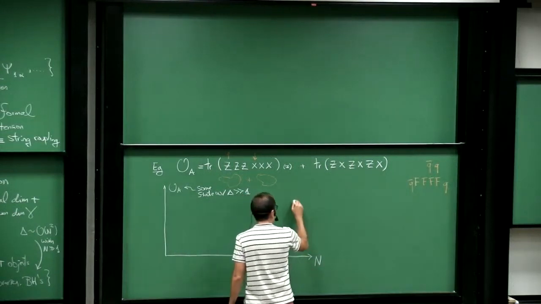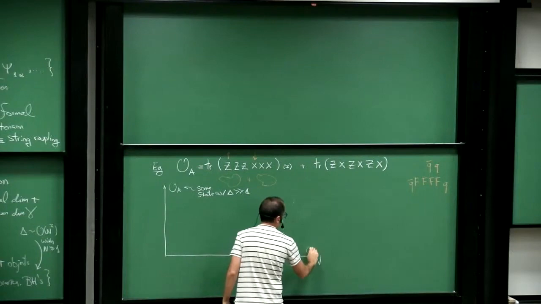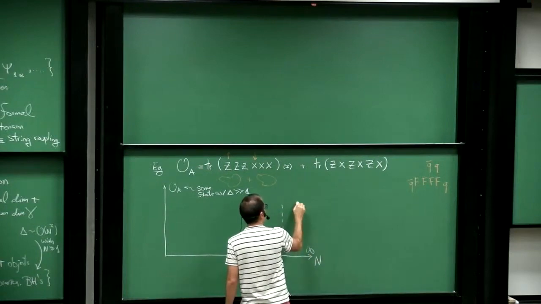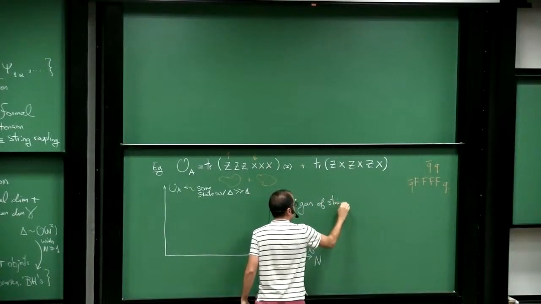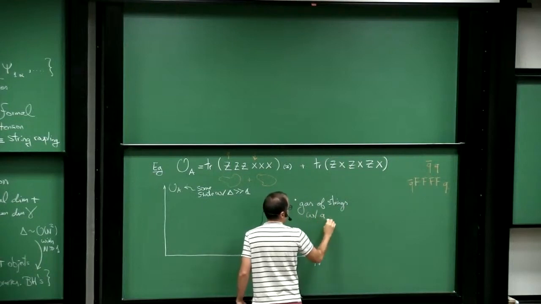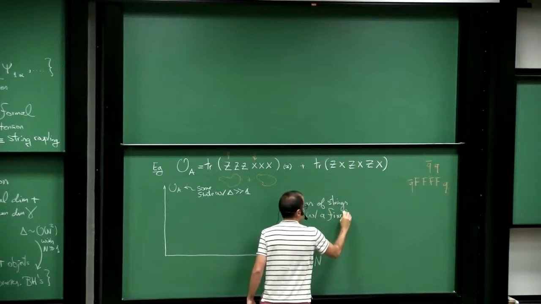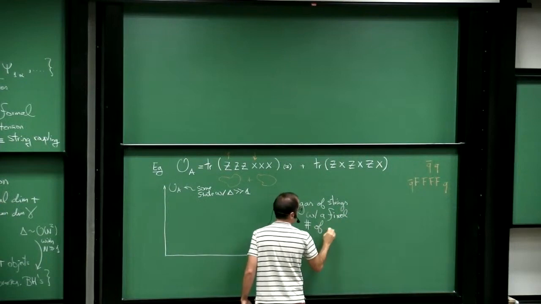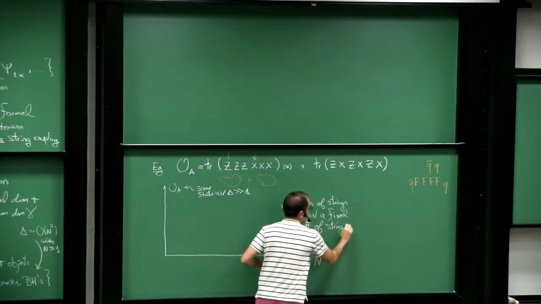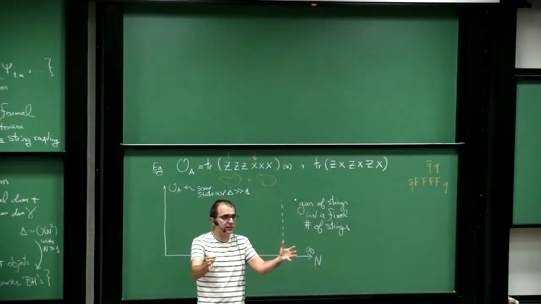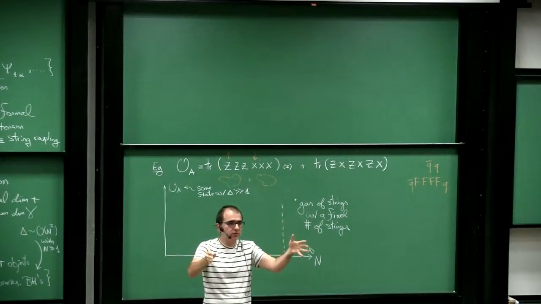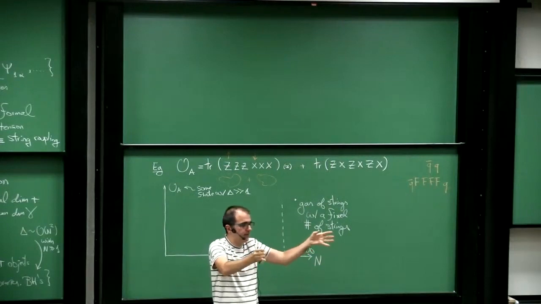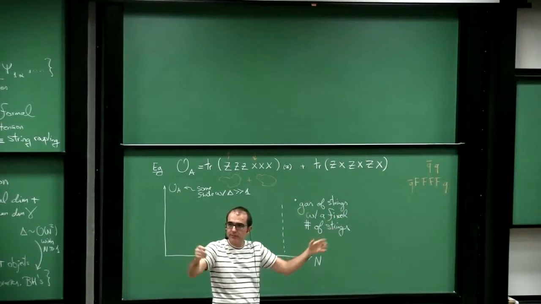So here, when N goes to infinity, this state will be some gas of strings with a fixed number of strings. So it's a state that could have one string or two strings or three strings, but it has a fixed number. Because remember that the probability of splitting is zero. So if you have three strings, you have three strings, and that's it. They don't mix with other things.